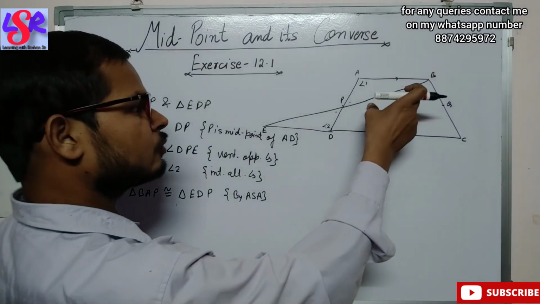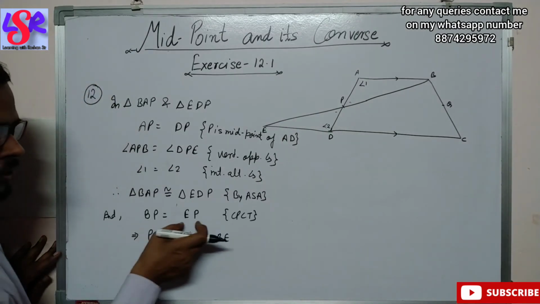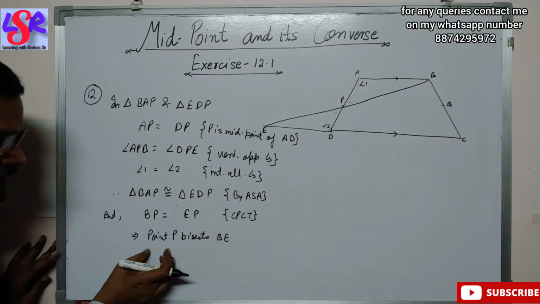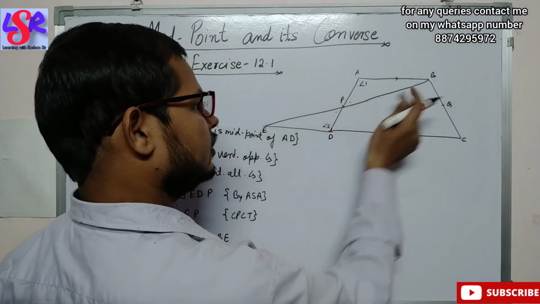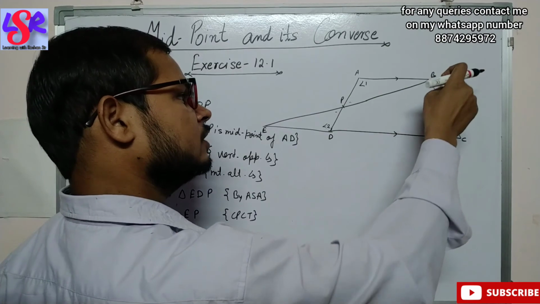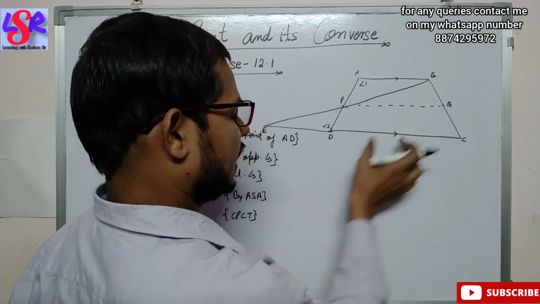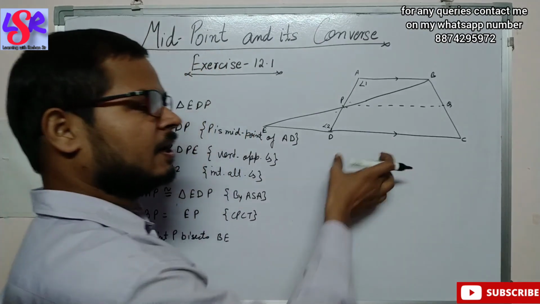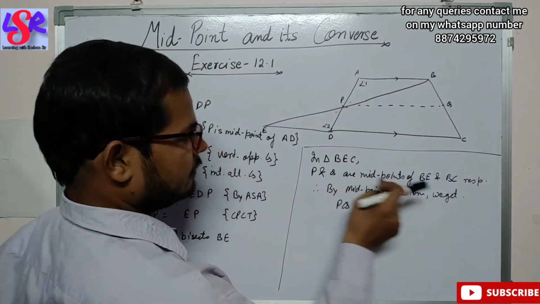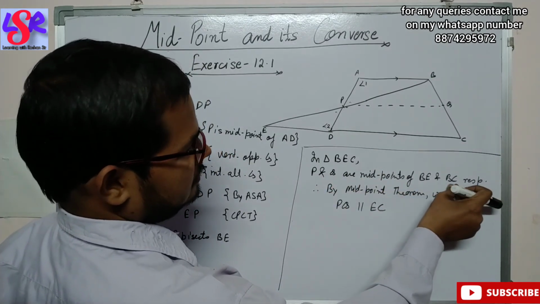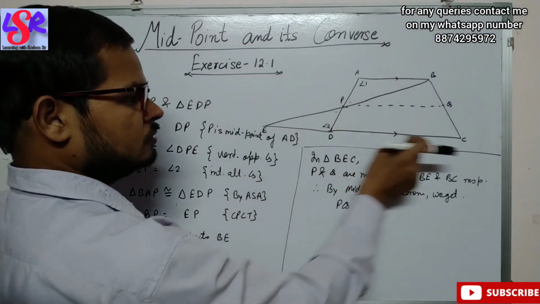Now we can prove BP equals to EP by CPCT. And here we get BP equals to EP as CPCT, and therefore this P bisects BE. Now we've got the P as a midpoint of BE, and we know this Q is a midpoint of BC. So the line joining PQ can be parallel to EC by applying midpoint theorem. Now in triangle BEC, we get P and Q are the midpoints of the side BE and BC respectively. Therefore by midpoint theorem, we get PQ parallel to EC.